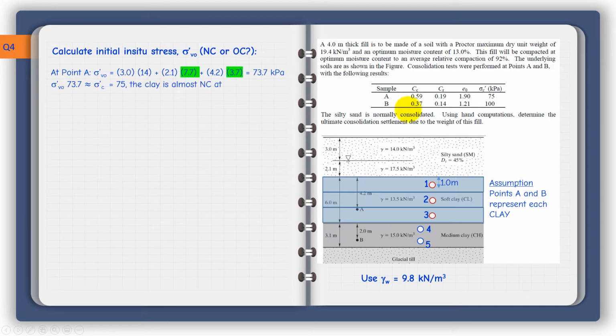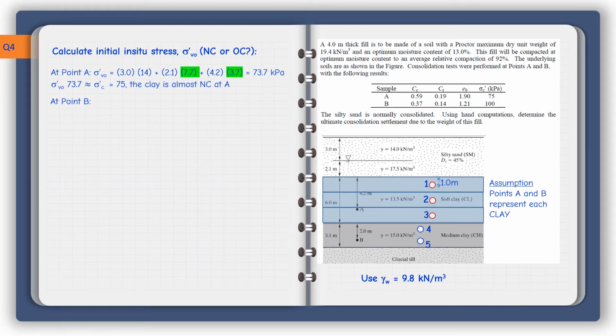The pre-consolidation pressure given at point A is 75 kPa. So 74 is almost equal to 75. So we can claim that the clay is almost normally consolidated at this point A. So now we decided on the nature of that clay.